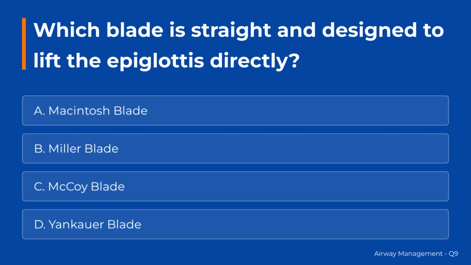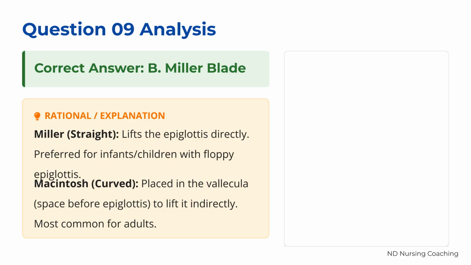Question 9. Which laryngoscope blade is straight and designed to lift the epiglottis directly? The correct answer is B, the Miller blade. The straight Miller blade lifts the epiglottis directly and is often preferred for infants and children. The curved Macintosh blade lifts the epiglottis indirectly and is most common for adults.